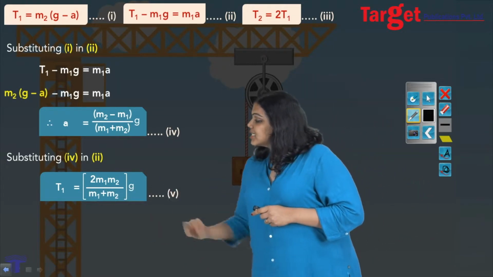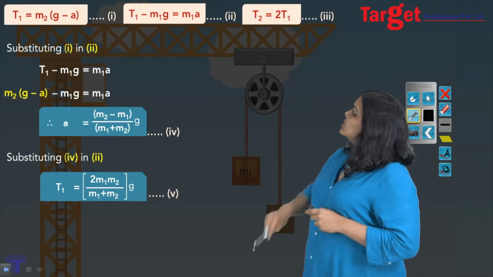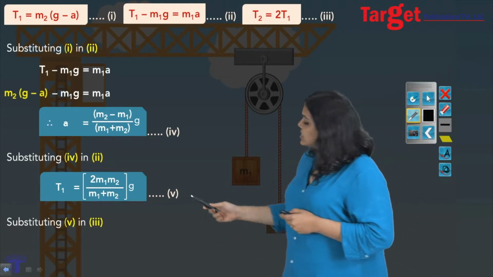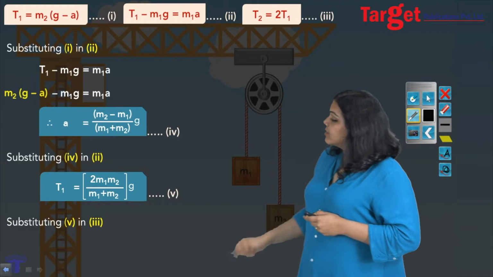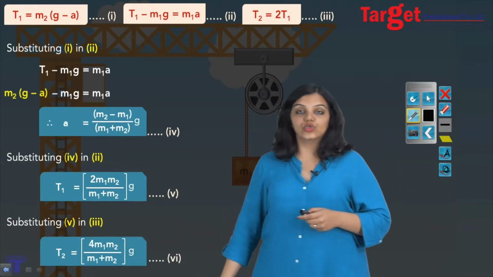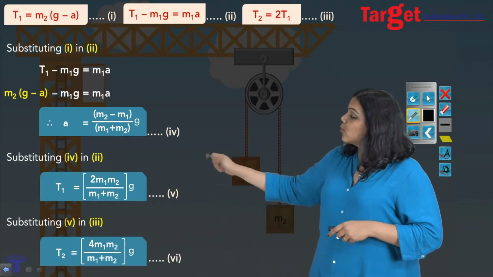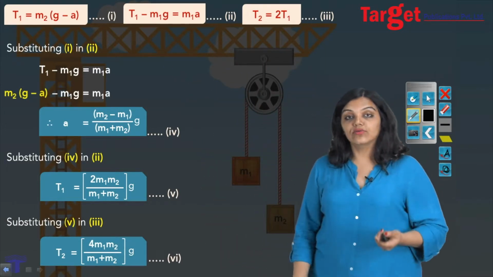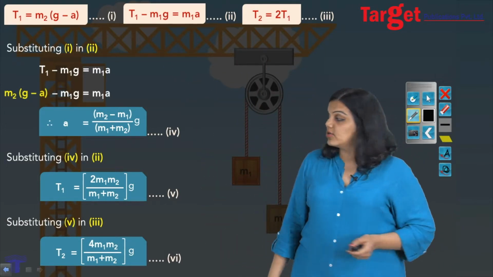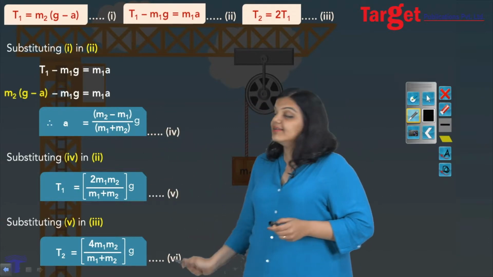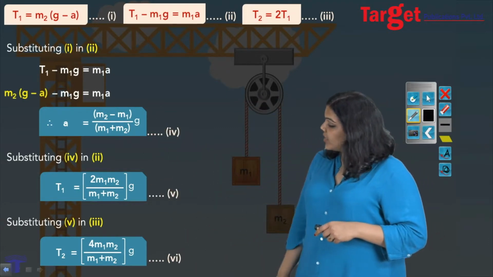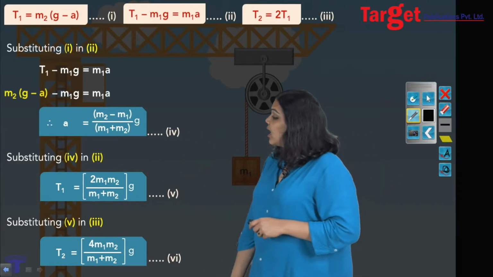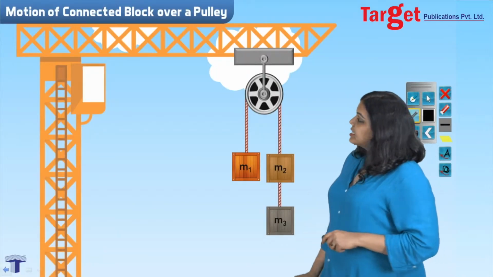Finally, I will use this expression for T1 and get the answer to T2. It's nothing but T1 into 2, and therefore if I substitute 5 into 3, then I will get the expression for T2. So you can see I have got the equations of motion, and using the 3 equations of motion, I have found the expressions for all the unknowns, that is acceleration, T1 and T2. Of course, they look very scary, but all you need to do is write it down carefully and you will get the answers. Let's move on to my next example.